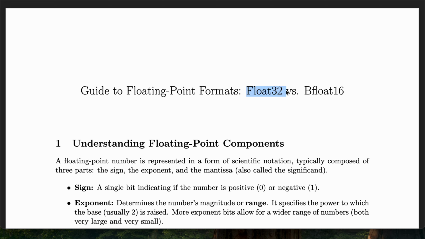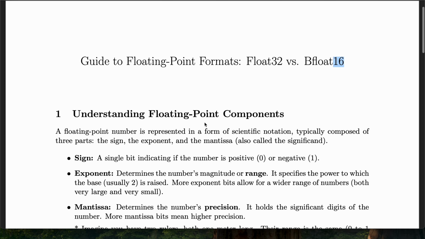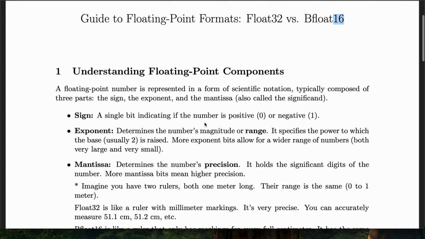So Float32 is able to hold a lot of information, but it takes up a lot more memory than, for example, a Bfloat16. Float32 is actually a 32-bit representation, while a Bfloat16 is only 16 bits. Now, if you don't know what bits mean, we're going to cover that later. But let's start, and I'm going to share this study guide with you, but let's just read through it.